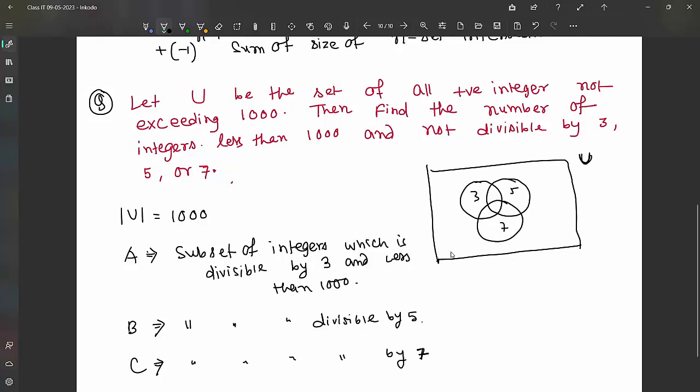What is the number of A? N of A? How many such numbers are present there, less than 1000 and divisible by 3? Is there anyone who can say how many numbers are there which are less than 1000 and divisible by 3?